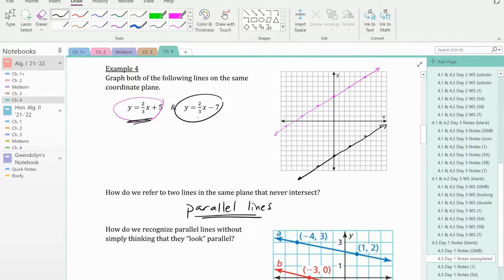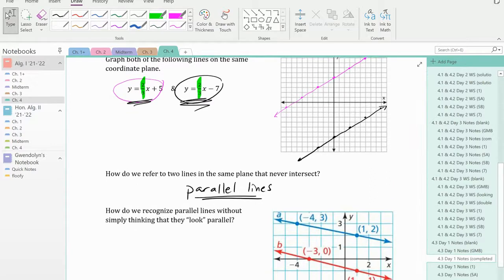Come back up here. What was the same in a set of parallel lines? Because this is an example of a set of parallel lines. They had the same slope. Okay, so parallel lines have the same slope because it makes them do the same thing.